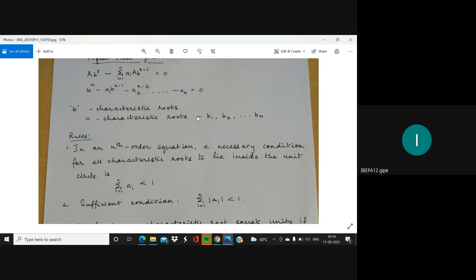Now, if you have an nth order difference equation and you find the roots, if all these characteristic roots lie within this circle, which has a radius equal to 1, or unity, then the time series is said to be stationary. So generally it is said that all the characteristic roots have to lie inside the unit circle. You will come across this term very often. Only then is a time series said to be stationary.